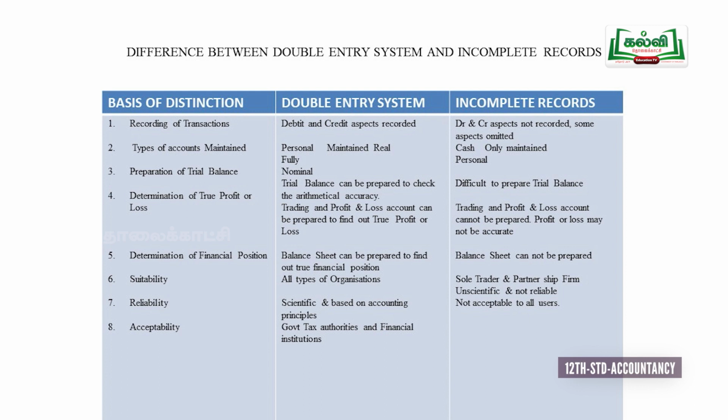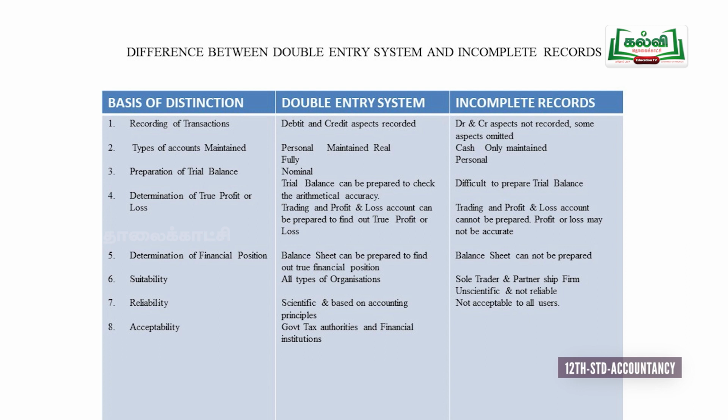Then determination of true profit and loss. In case of a double entry system, we are preparing trading profit and loss account. So the correct, accurate gross profit and net profit is possible in case of a double entry system. But in case of incomplete records, there is no possibility of preparation of trading profit and loss account. So true profit cannot be ascertained.